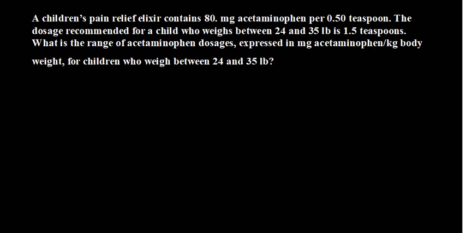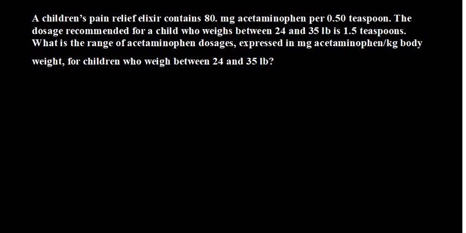Okay, so we have a question in chemistry. A children's pain relief elixir contains 80 milligrams acetaminophen per 0.5 teaspoons. So per every 0.5 teaspoon, there is 80 milligrams of acetaminophen. The dosage recommended for a child who weighs between 24 and 35 pounds is 1.5 teaspoons.